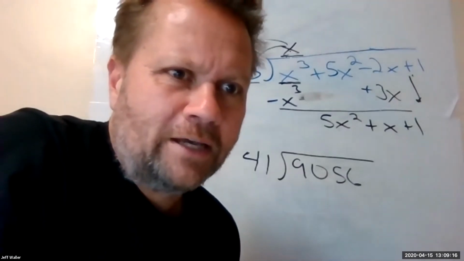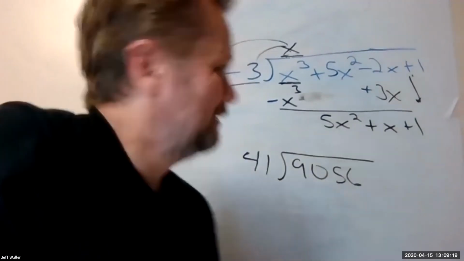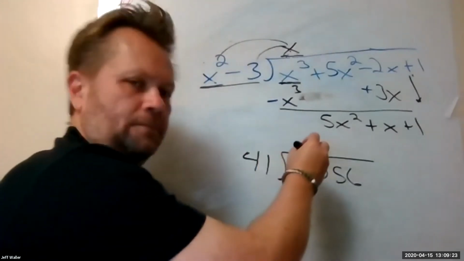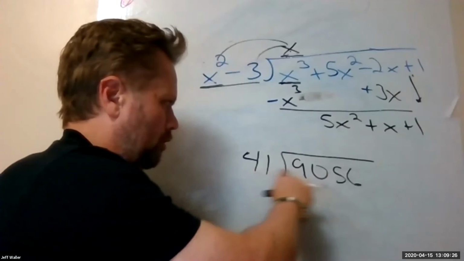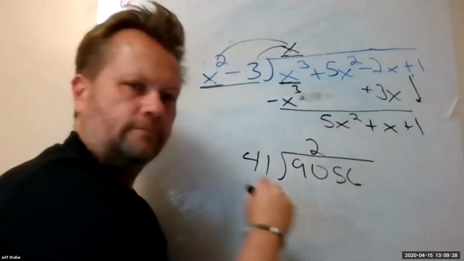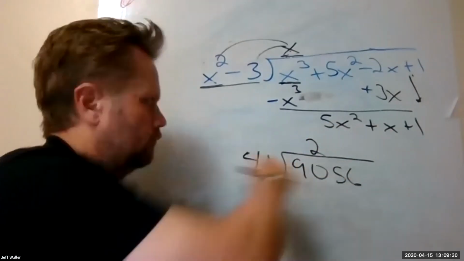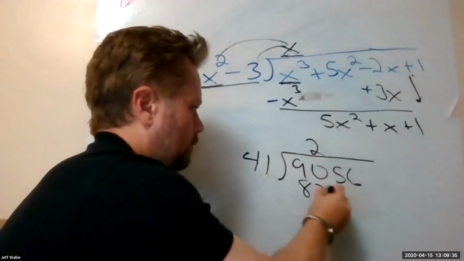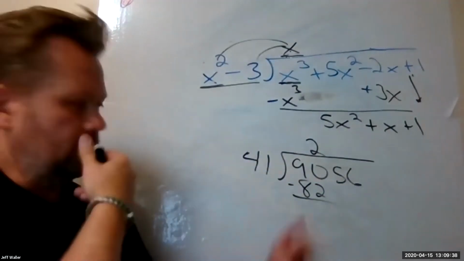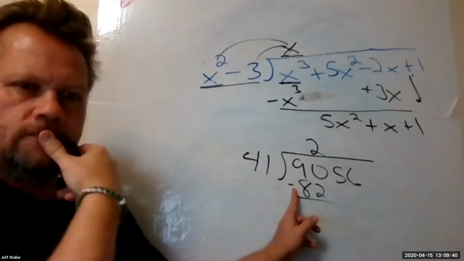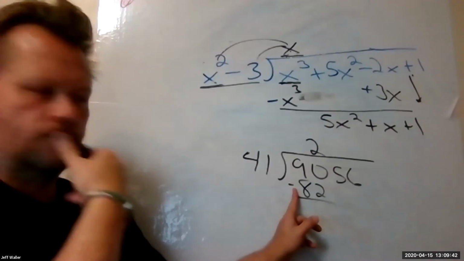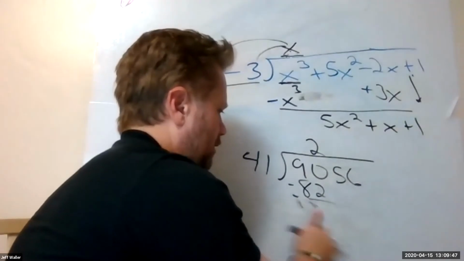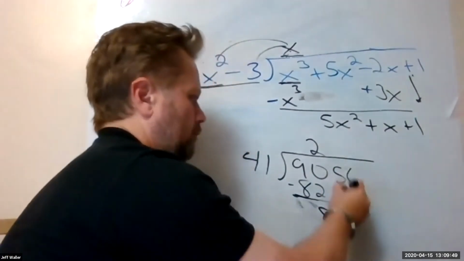I see x minus 7 or something. All right, let's see. Let's try this out. 4 goes into 9 twice. Two times 41 is 82. Right? Then I change the sign. So then this will be, what do you get? Bring down the 5.